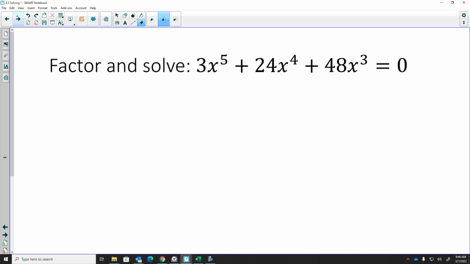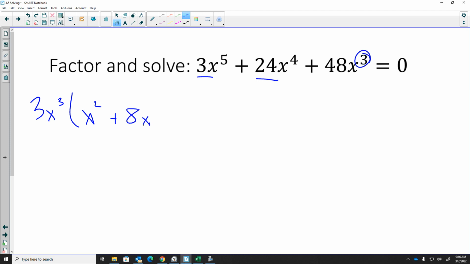So what would your GCF be? 3x cubed. Why is it x cubed? Because that's the smallest one I have. Yeah, you want to take out the most x's that you can. So you just look at the smallest one, take that out. All right, so what's this going to turn into? So that turned into x squared. What's this going to be? 8x. And what's that going to be? With no x's, right?